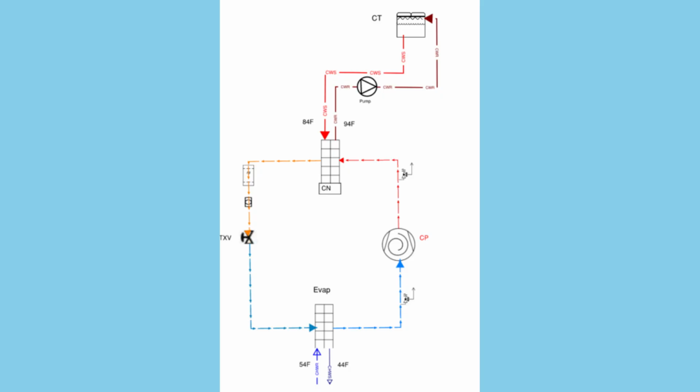Cooling tower and condenser-water system. In water-cooled systems, condenser water transfers heat from the chiller to the cooling tower. Key terms to remember. Range, the temperature drop across the tower. Approach, the difference between tower leaving water and outdoor wet bulb.